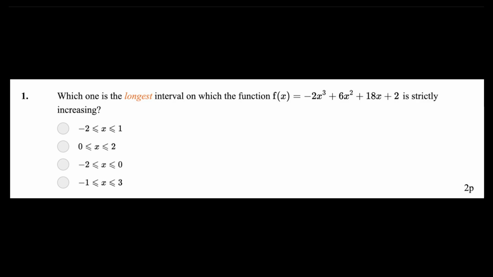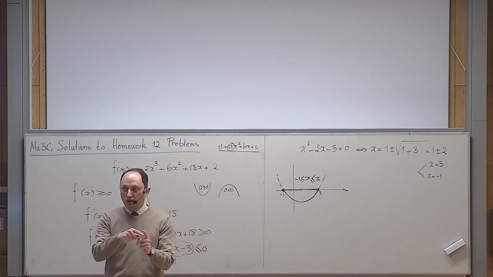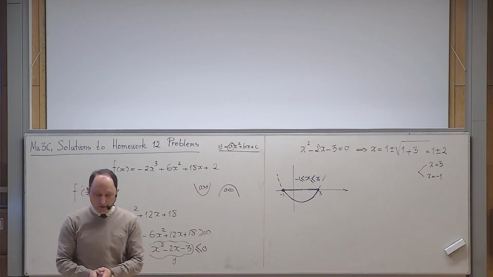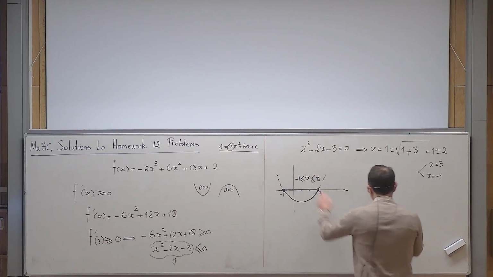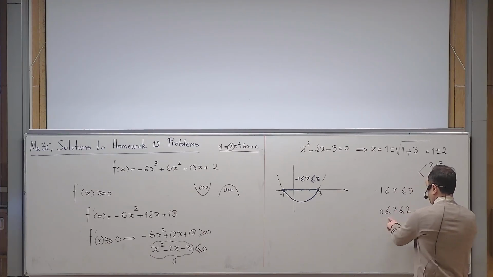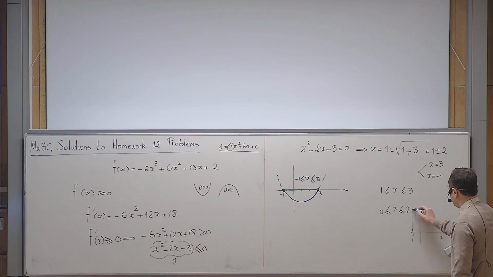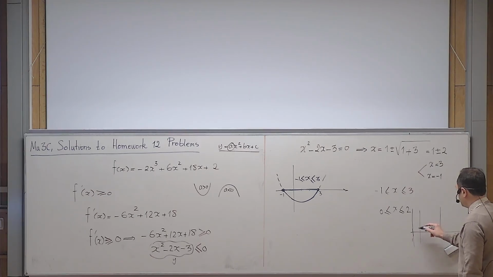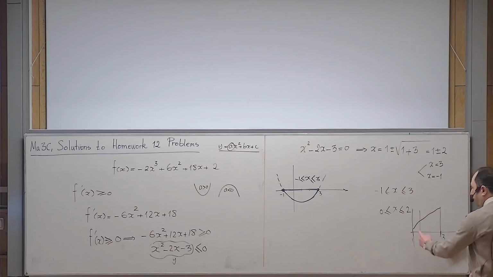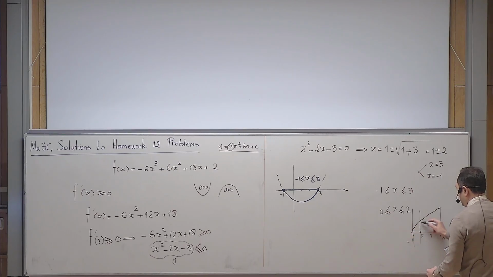I want you to see why they have emphasized the word longest, because this one is also true. Do you see that? Why? Because if the function is increasing from -1 to 3, of course it will also be increasing between, for example, 0 and 2. If this is -1 and this is 3, and my function between these two limits is increasing, it means that my function is going up here. If the function is going up between these two limits, it is clear that from 0 to 2 it is still going up.